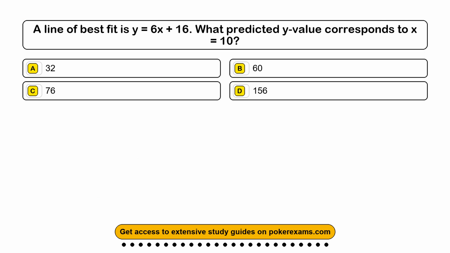Question 25. A line of best fit is y equals 6x plus 16. What predicted y-value corresponds to x equals 10? Option A 32. Option B 60. Option C 76. Option D 156.